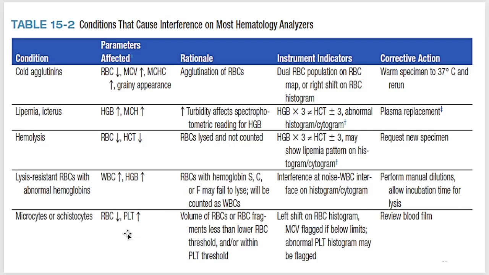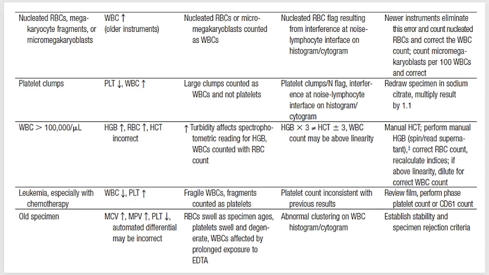So, how can we correct such problem, Doc Von? Simply, you make a blood smear and review that in your microscope. So, manual checking again. Again, these are the last parameters that we have to take note. Your nucleated RBC, your megakaryocyte fragments or your micromegakaryoblast, your nucleated RBC or your micromegablast counted as WBC. So, itong mga parameters na to, naka-count siya as WBC.